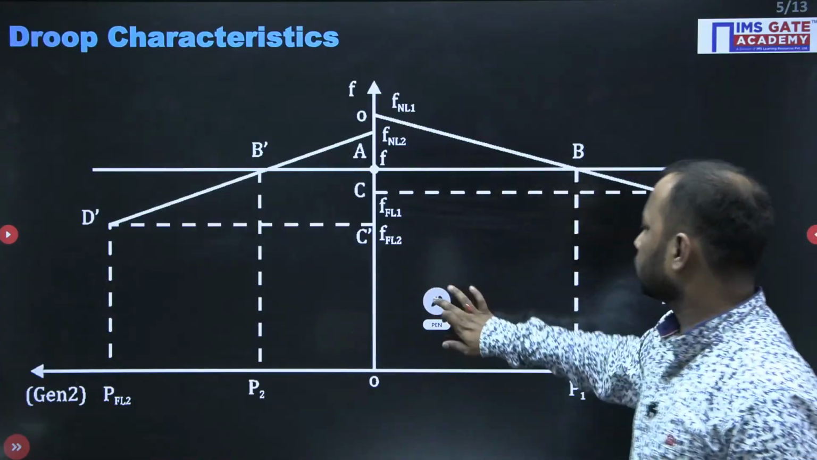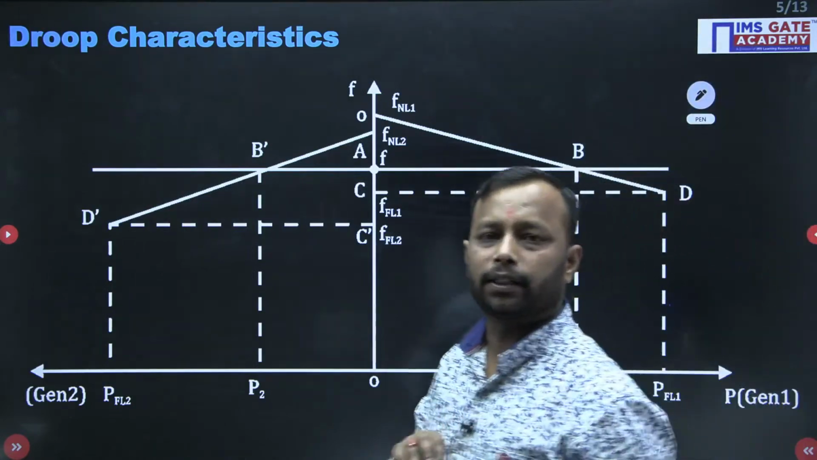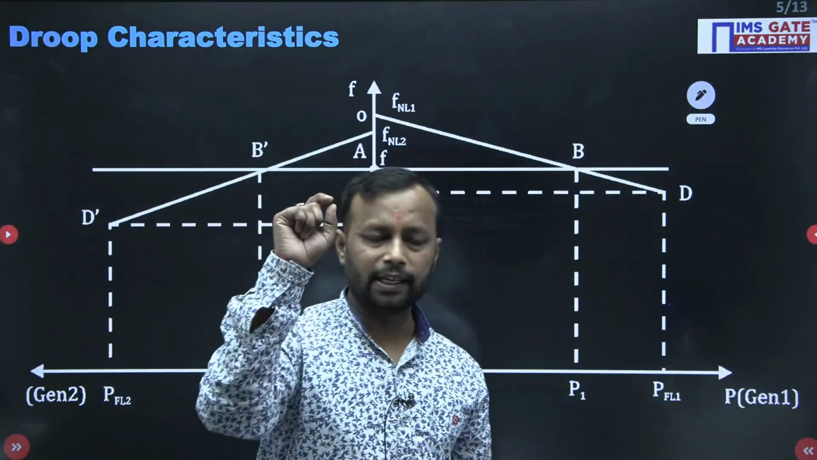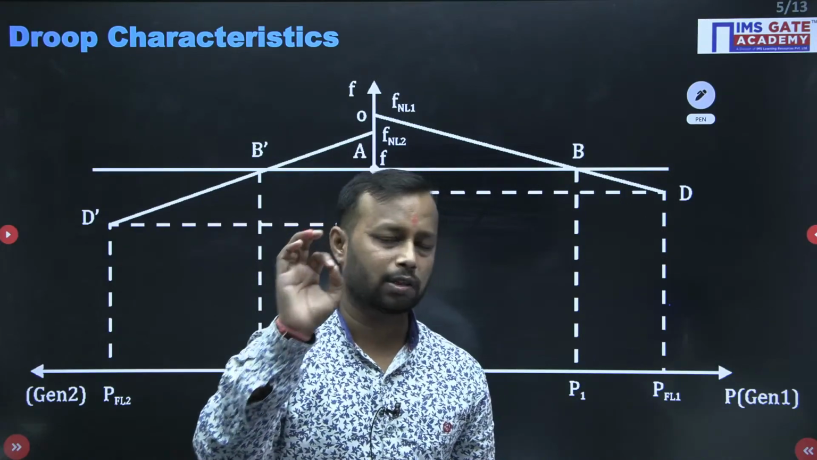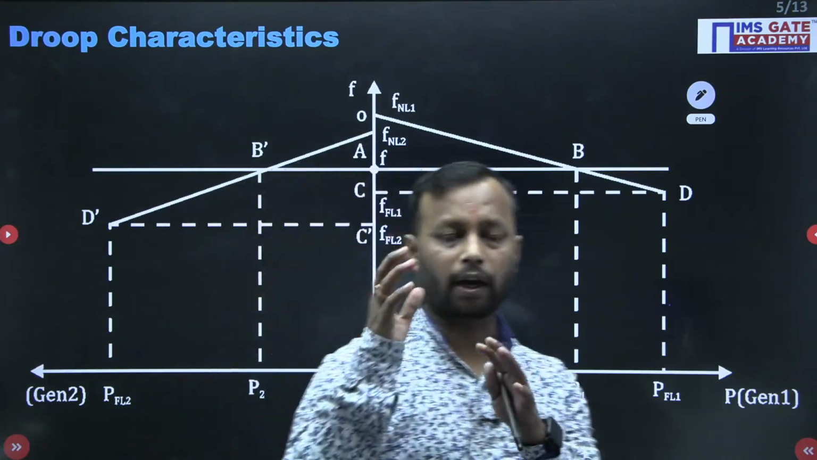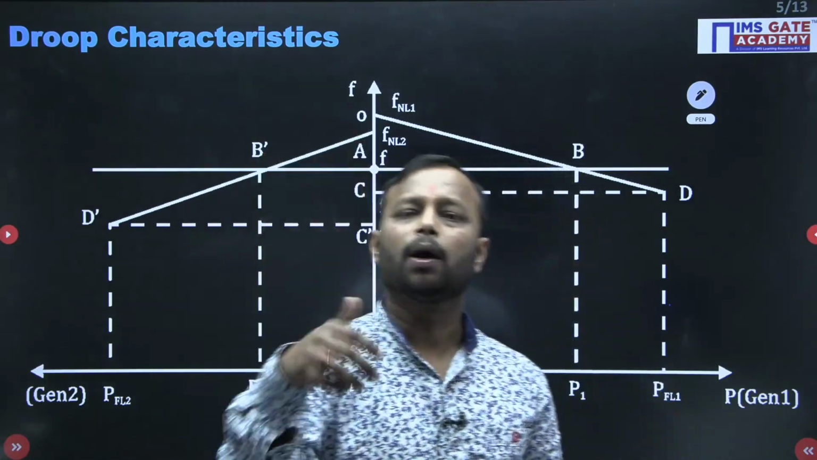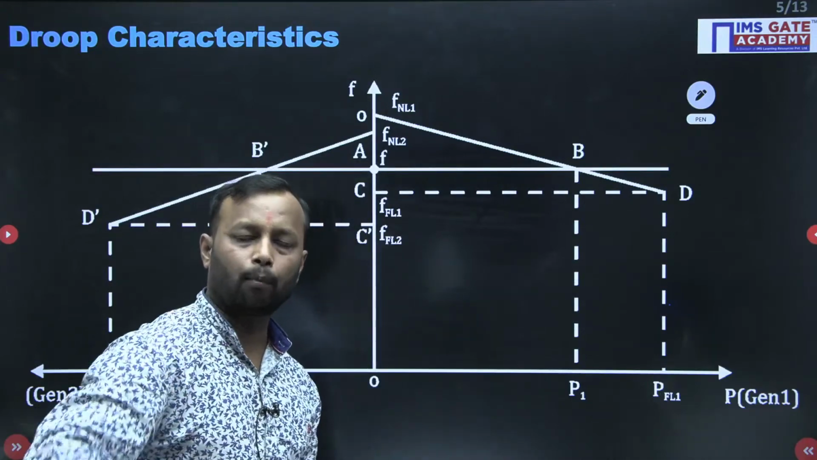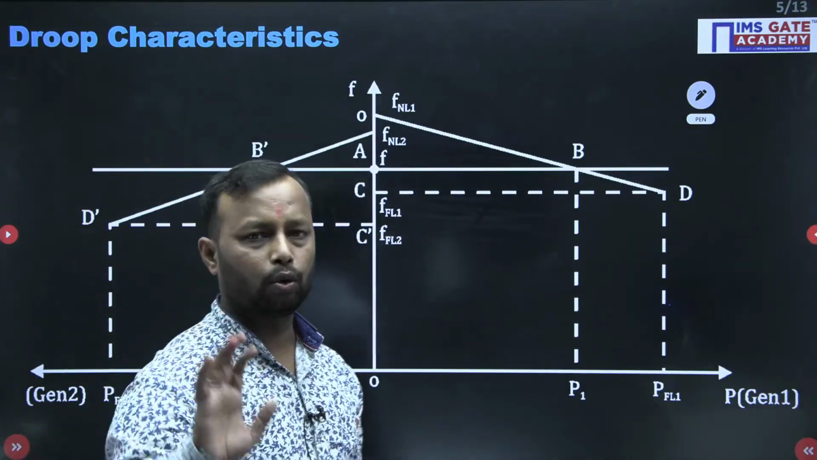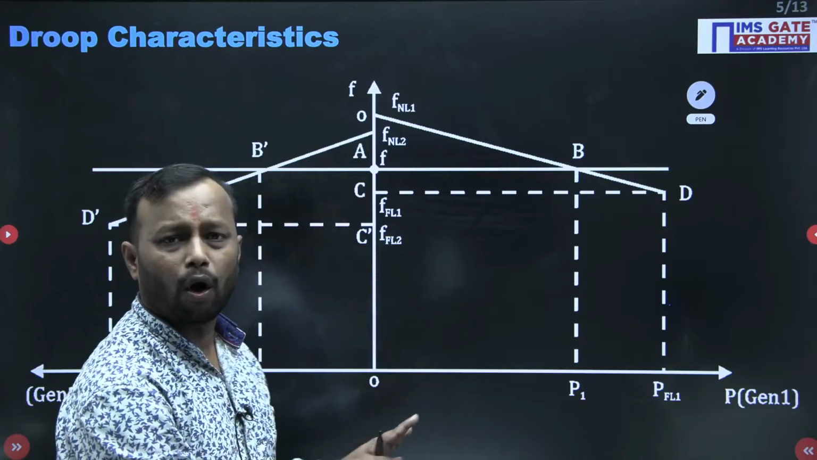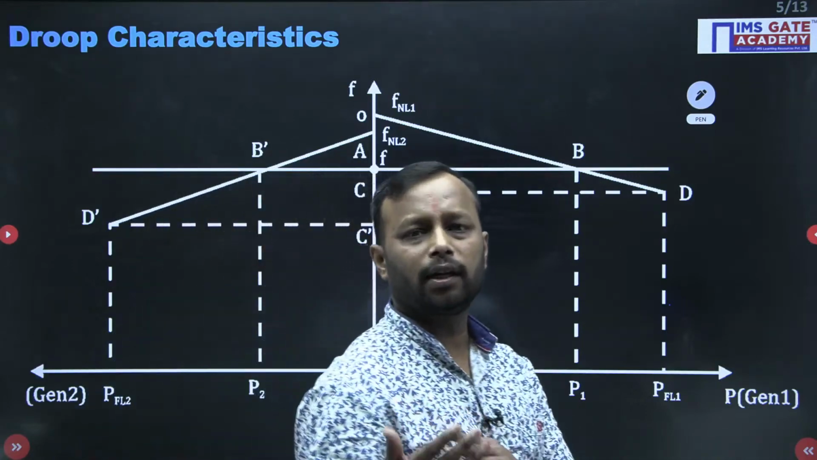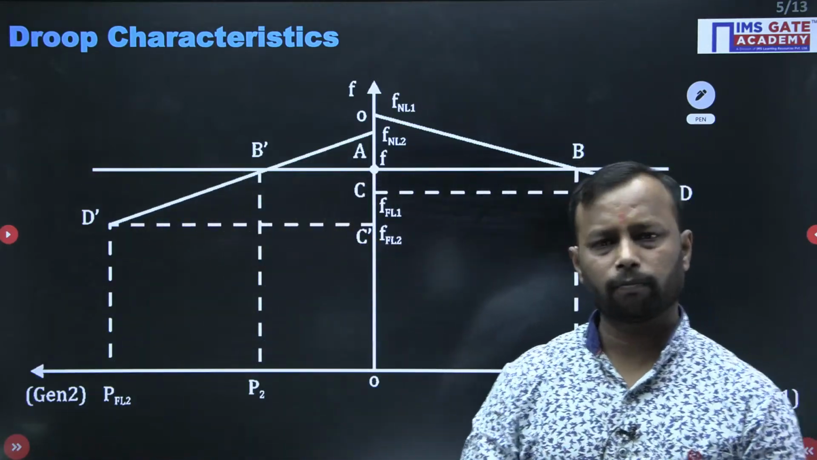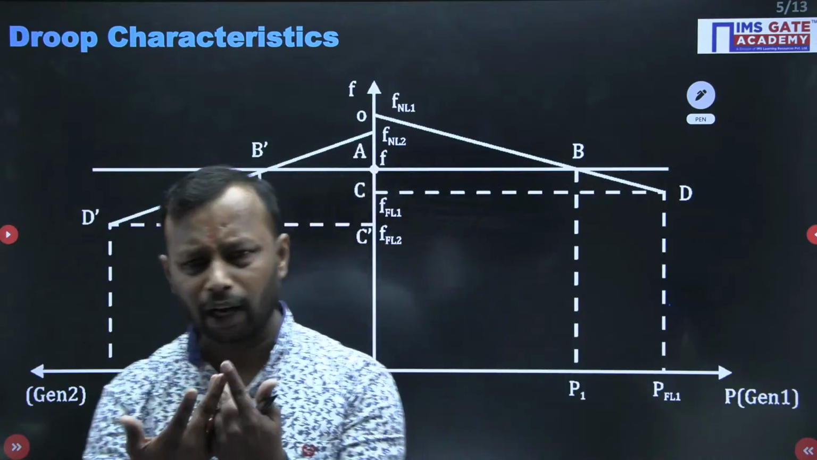Now let us come to the parallel operation. As I told you, a single synchronous generator cannot supply the rated load of the power system. So we are going to have two or more generators. Let me take a general case of two generators so that we can understand the thing very clearly, in a lucid manner.